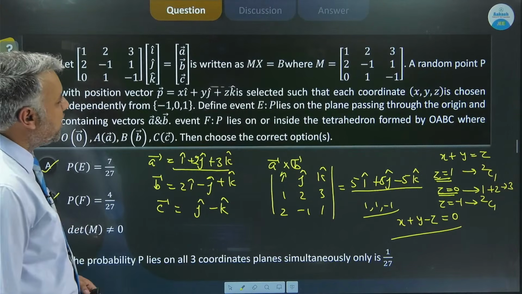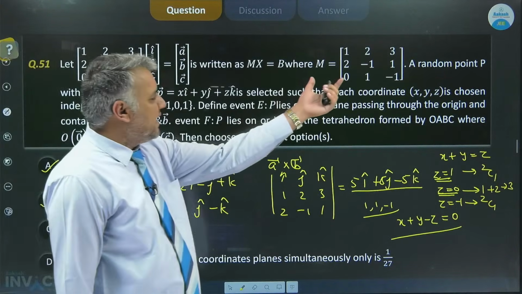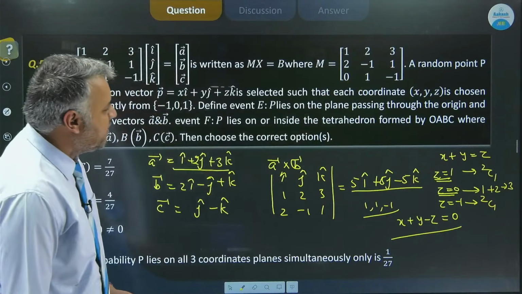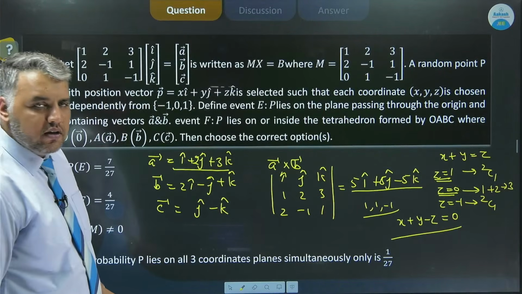Now in the C option, the determinant of M is non-zero. Obviously matrix M is given, so the determinant of M can be calculated easily, and that will be non-zero.